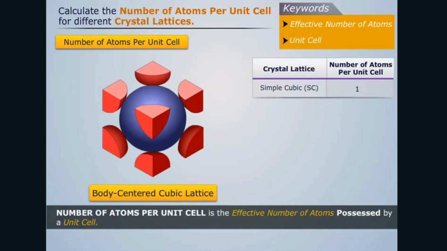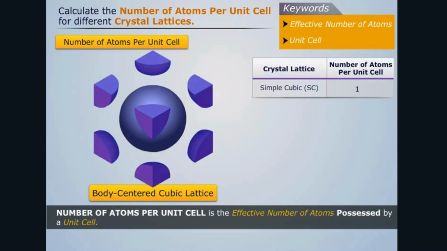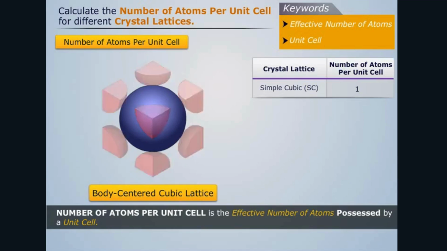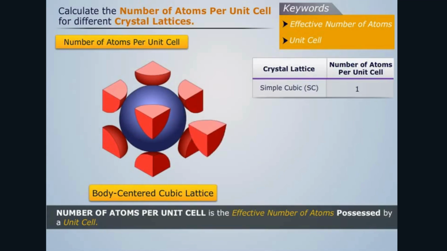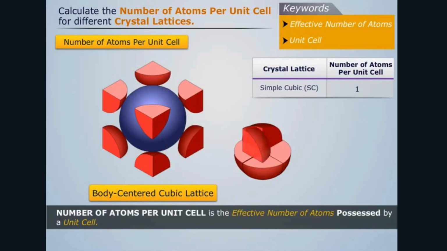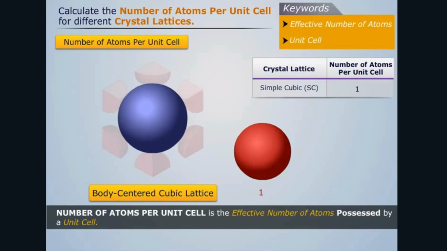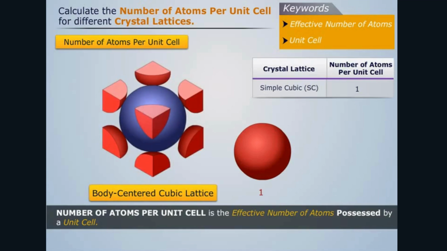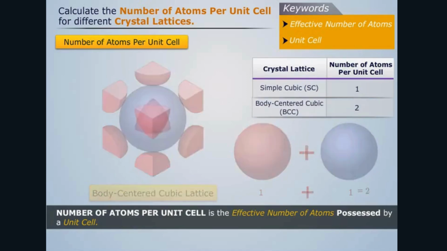We know that body-centered cubic lattice consists of 8 corner atoms and 1 atom at the center of the cube. So similar to the simple cubic lattice, the total contribution of all the 8 corner atoms is equal to 1. Since the atom at the center of the cube is not shared with any other cubic lattice, therefore contribution of this central atom is 1. So for a body-centered cubic lattice, number of atoms per unit cell is 2.